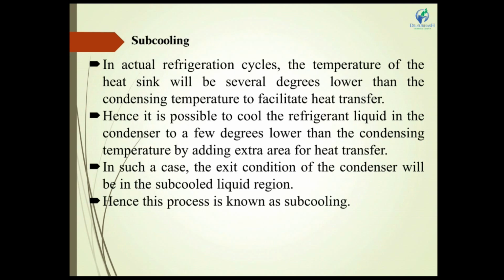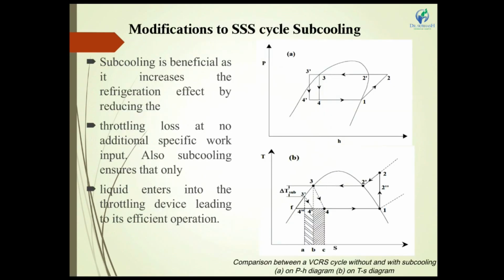This process we have to see in a diagram. The modification of the SSS cycle, the standard saturated single stage cycle, for the subcooling process. In figure 1, the pH diagram, pressure versus enthalpy, and in the second diagram, temperature versus entropy. Subcooling is beneficial as it increases the refrigeration effect by reducing throttling loss at no additional specific work. First we will show the diagram.